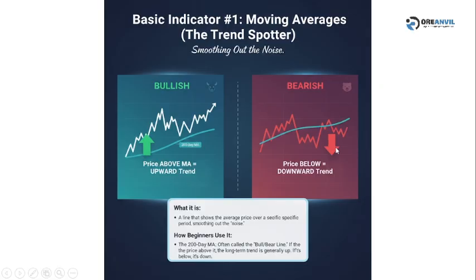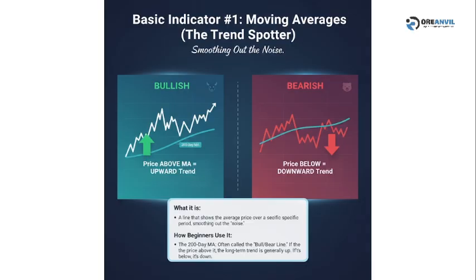So you are thinking of it like this. Is the price walking above the line? If yes, then you are in an uptrend market. Or you ask yourself, is the price walking below the line? Then you know you are in a downtrend. So one of the most famous moving averages is the 200-day moving average.